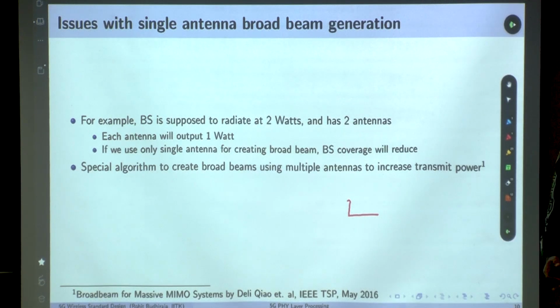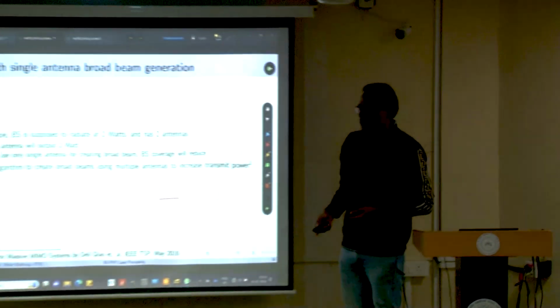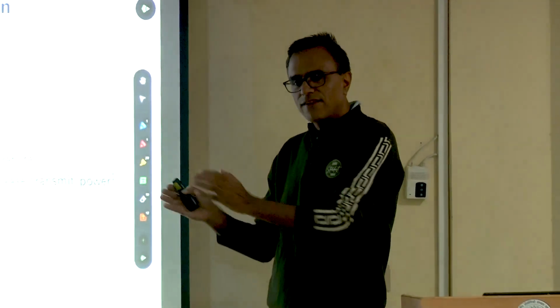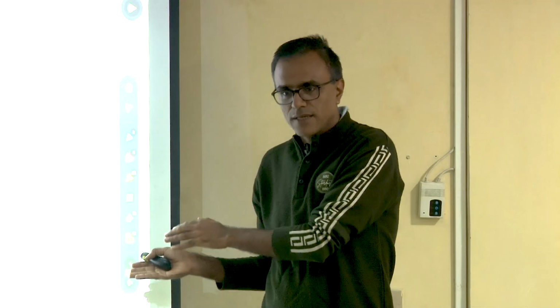So what am I saying? The first step is happening at the transmitter side, wherein the base station generates these broad beams using multiple antennas to broadcast these broadcast signals. Once that is done, we'll move on to the next step, and I'll teach you that in the last class of this course.